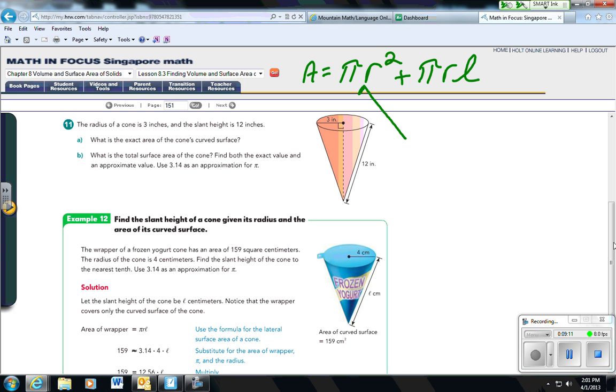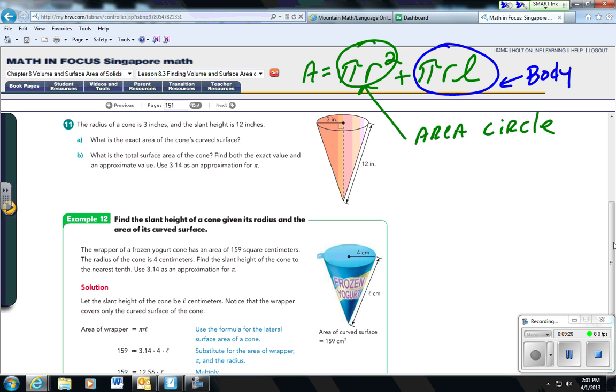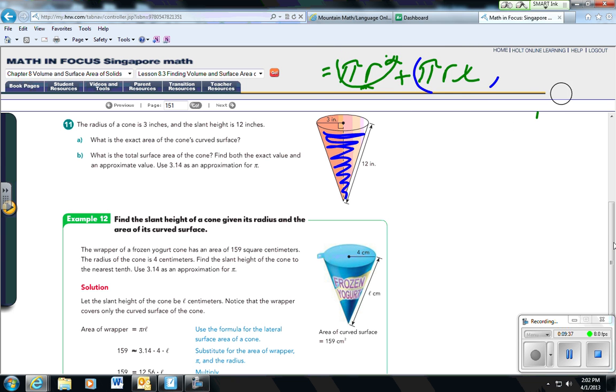So this part, the pi r squared, that is the area of the circle. And this part, pi rl, that is the area of the body. Okay, that's the area of this part, the triangular type shape part there. So we just have to read what it is that they want us to find, because sometimes they'll have us find different portions of the shape. So again, I'll write that up there for you. Area equals pi r squared plus pi rl.